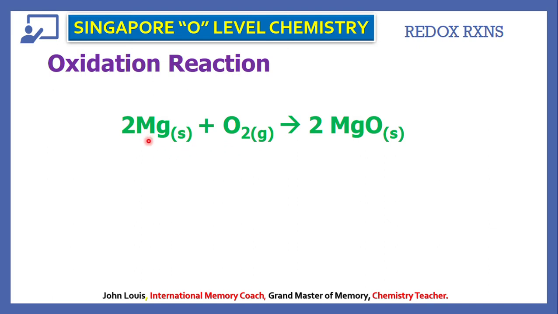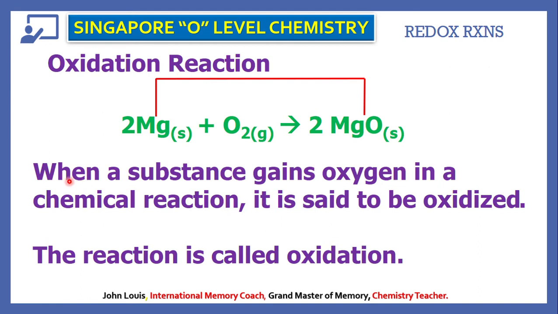Now let us try to understand what is meant by oxidation here. On the reactant side it is magnesium, on the product side it is magnesium oxide. So what change has taken place? To form magnesium oxide, oxygen is added to magnesium. Am I right? Magnesium has gained oxygen to form magnesium oxide. Therefore, magnesium is said to be oxidized, and this reaction is known as oxidation reaction. Magnesium to magnesium oxide conversion is oxidation reaction.